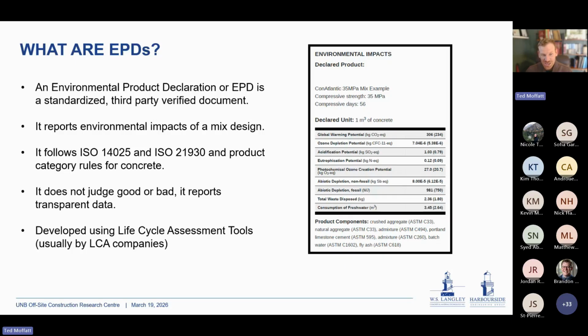Certainly there's a number of metrics here, but many agree that the most important value is this global warming potential. This value of 306 is for this mix here, a 35 MPa mix at 56 days. This is developed using a number of ISO specified rules, and it's developed using life cycle assessment tools. Many suppliers reach out to companies like Athena, who I believe is now Climate Earth, or there's a number of companies on the market that develop EPDs for either ready mix, precast suppliers, and certainly other building materials as well.